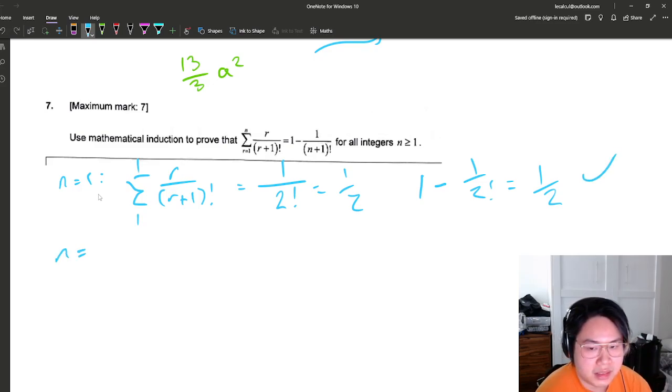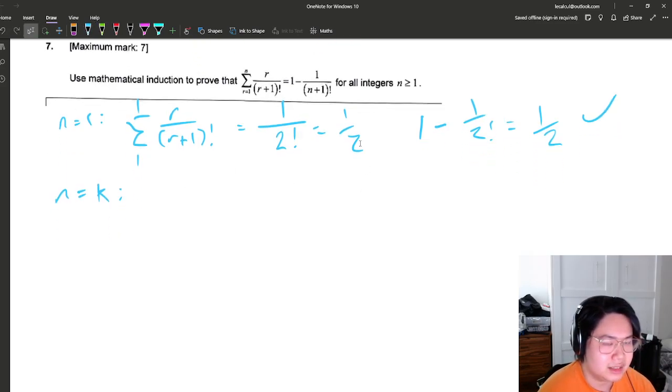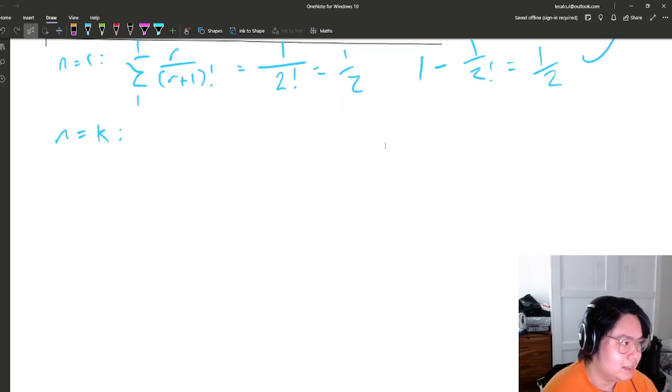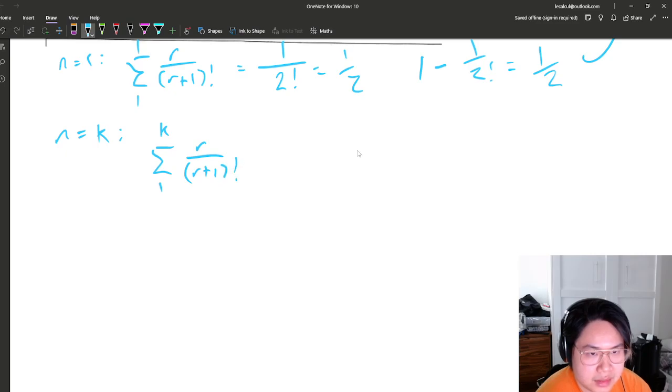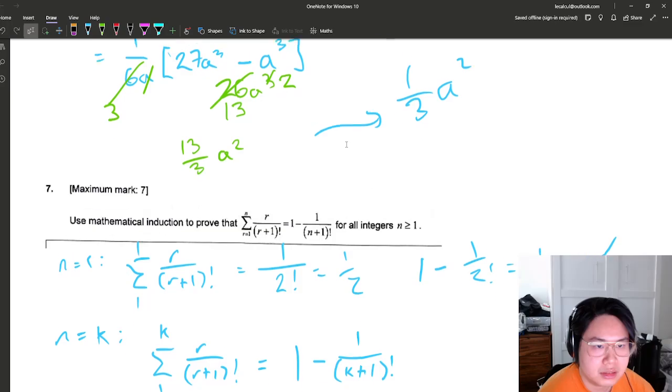Okay, and then we're gonna make our assumption. And then I'm kind of doing the shorthand, of course. I would need to say, you know, this is true, and then assume and so on, but you know, trying to do this quick. Okay, so here's our assumption that this is equal to 1 minus 1 over k plus 1 factorial, right? Yeah.